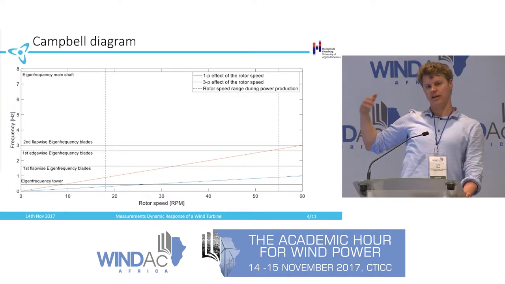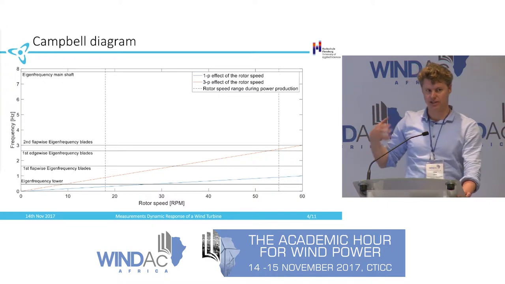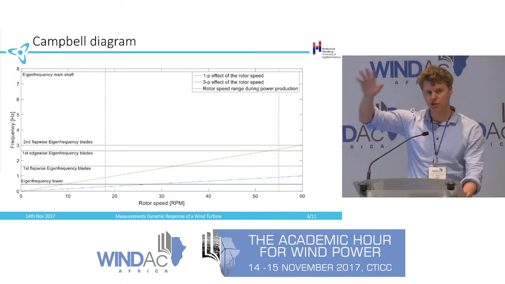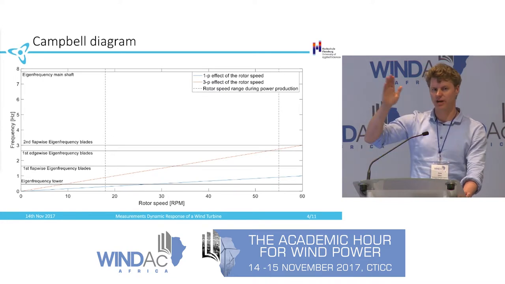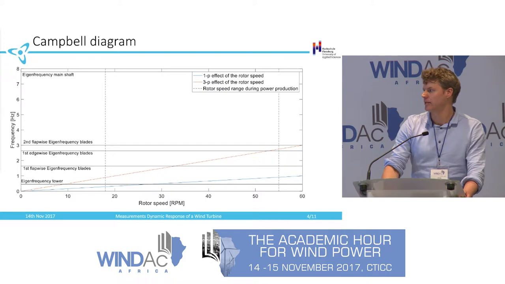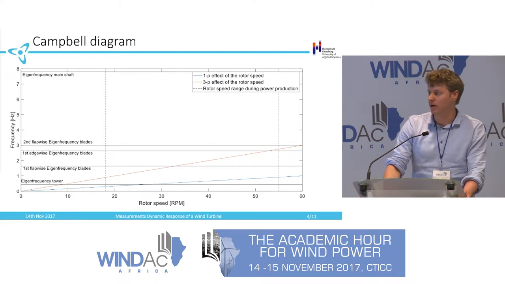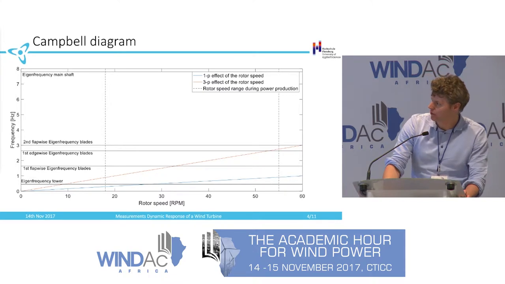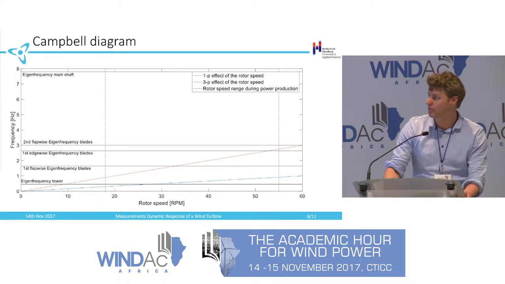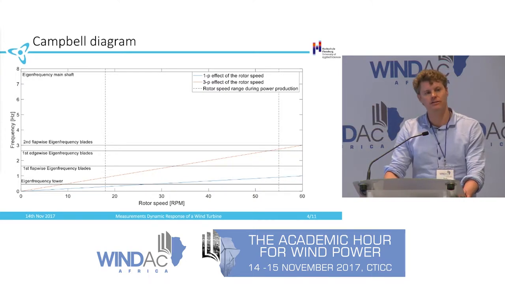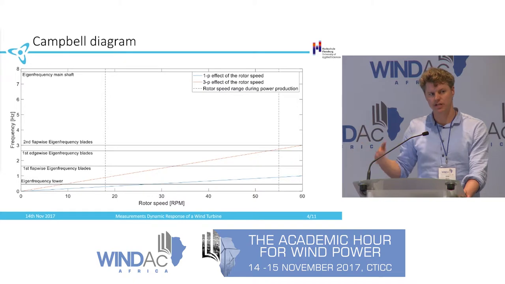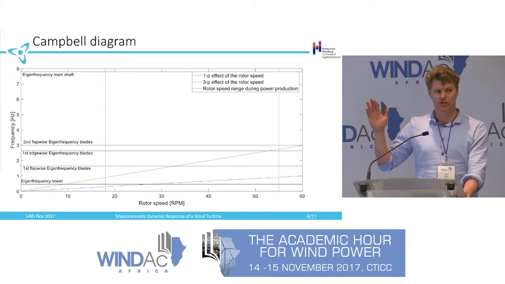You can say, okay, if I just leave the system as it is, or give it a push and then leave it on its own, it will vibrate with that frequency. And as we have a lot of components, we have a lot of eigenfrequencies. I show here five frequencies. So the most important ones are the lower two, where the lowest one is the tower eigenfrequency. And the second horizontal line from the bottom is the first flapwise eigenfrequency of the blades. So usually when we're in part load operation, the turbine is not pitched, that's our wind direction.